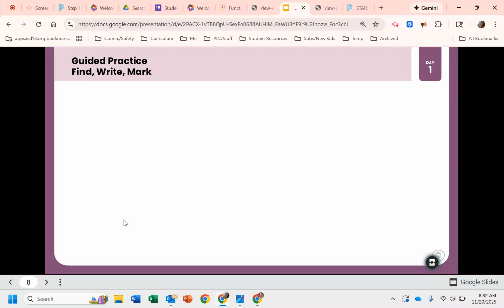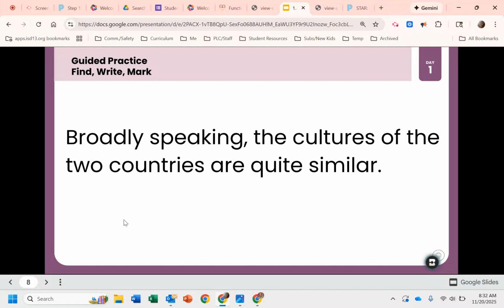Now let's do our find, write, mark. Your first sentence: Broadly speaking, the cultures of the 2 countries are quite similar. Make sure you are finding the word first, writing it down, and then we're going to mark it. What word in our sentence is the one that we're targeting with this week's suffix? Write broadly down. Now try and mark it.